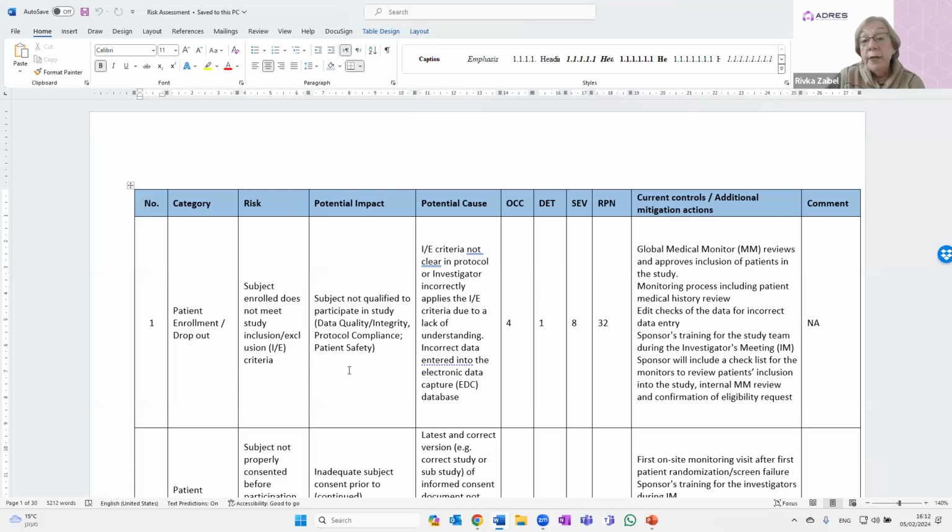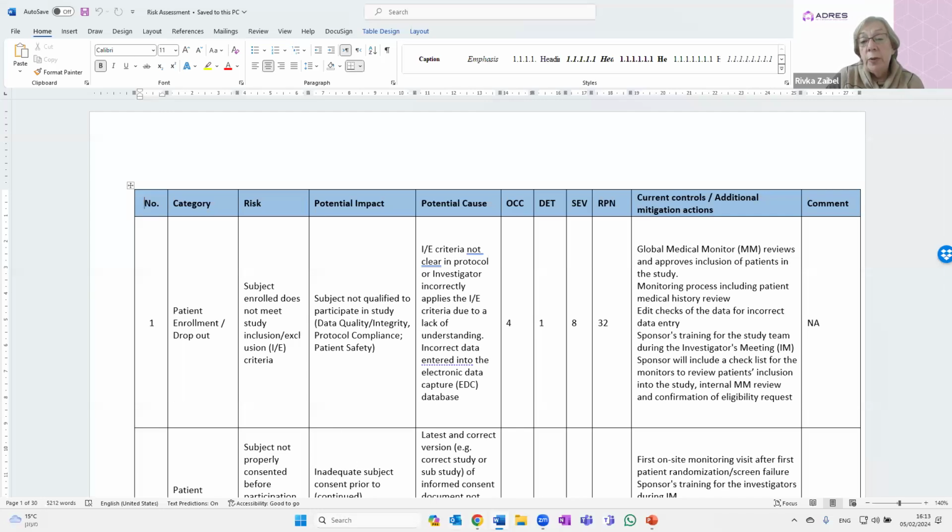And the controls available: global medical monitor reviews and approves inclusion of patients in the study, monitoring process, including patients' medical history review, edit checks of the data for incorrect data entry, sponsor's training for the study team during the investigators meeting. Sponsor will include a checklist for the monitors to review patients' inclusion into the study, internal medical monitor review and confirmation of eligibility request.